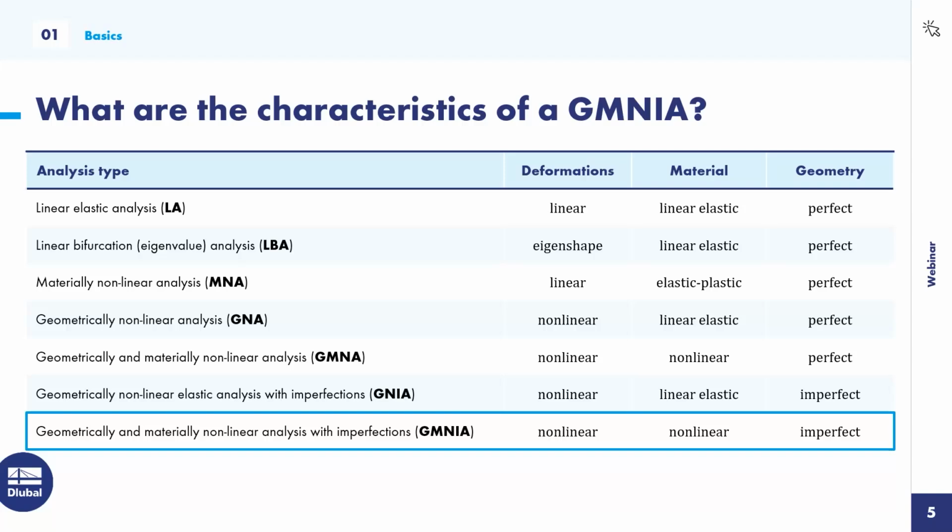So, first of all, I would like to reiterate the key points of a GMNEA. This type of analysis is characterized by an assumption of nonlinear deformations, usually taking into account large deformations and large rotations, which are generally described as third order theory, and this is the option that you find for this in our software. Then we also have to consider nonlinear material behavior and an imperfect geometry. The aim of a GMNEA is to consider all relevant influences on the load-bearing behavior explicitly in the model and to reproduce its behavior as realistically as possible.